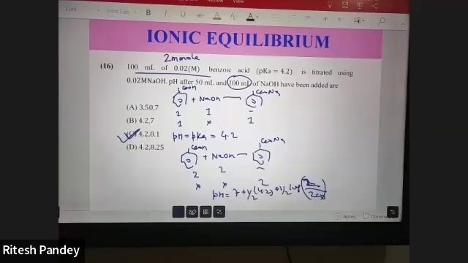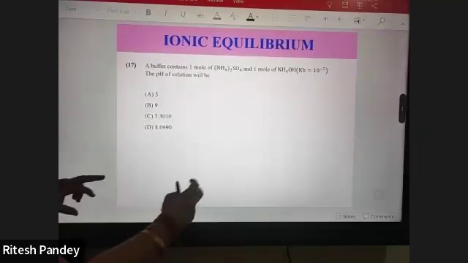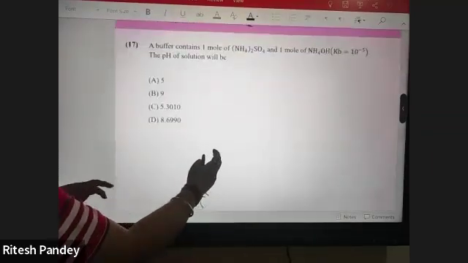Yes sir. We move on. Question 17. A buffer contains 1 mole of ammonium sulfate and 1 mole of ammonium hydroxide. The pH of the solution would be.